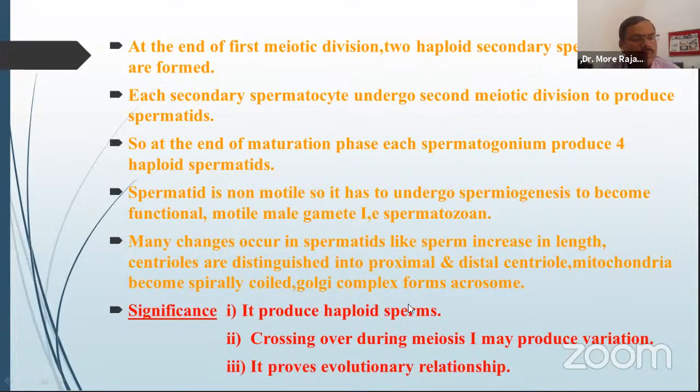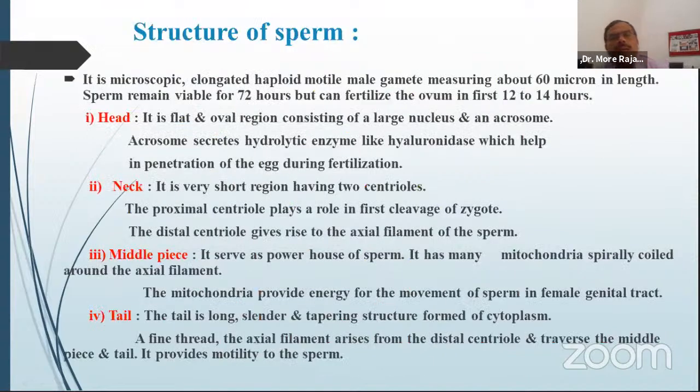Now, what is the significance of this spermatogenesis? In the process of spermatogenesis, the haploid sperms are produced. Second, due to the process of crossing over during meiosis first, that is the exchange of the chromosomal segment, it leads to the production of variation. And it is also useful, it proves the evolutionary relationship. Okay, so this is the significance of spermatogenesis.